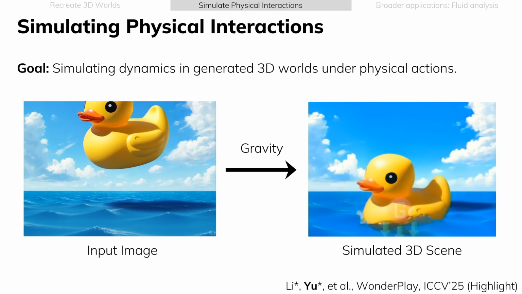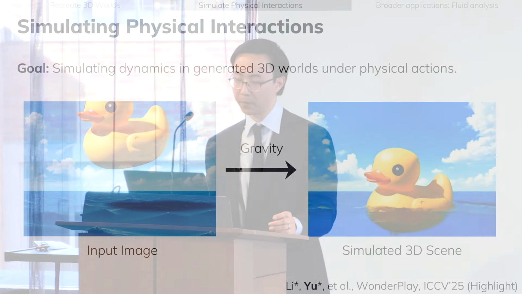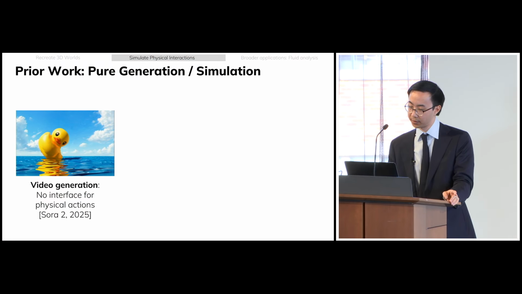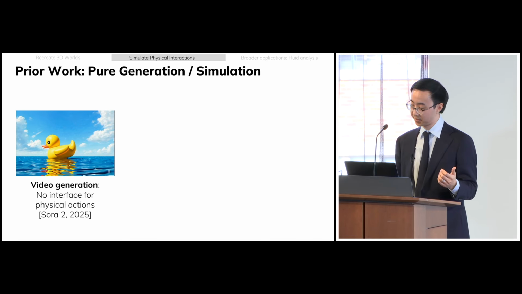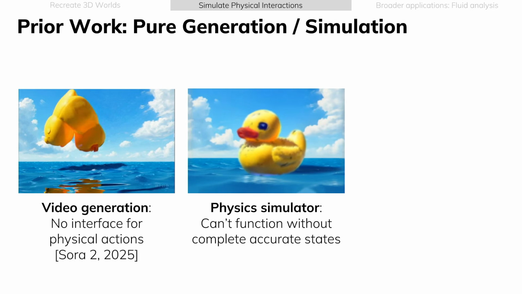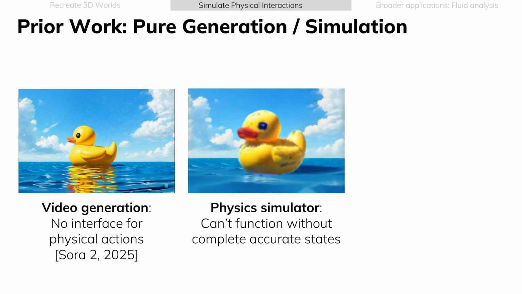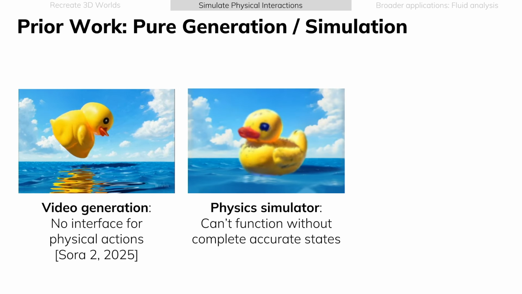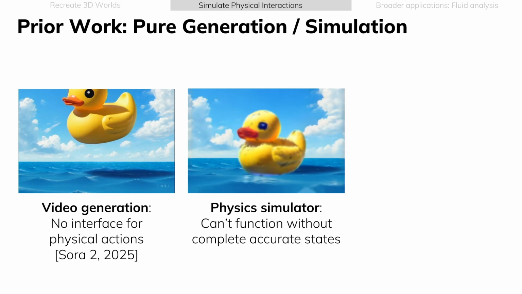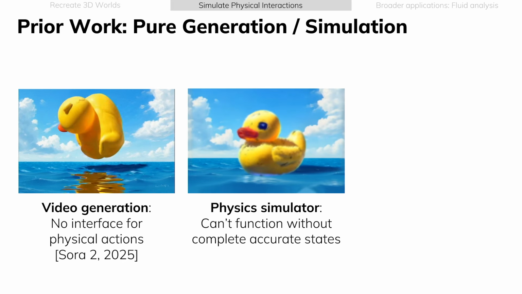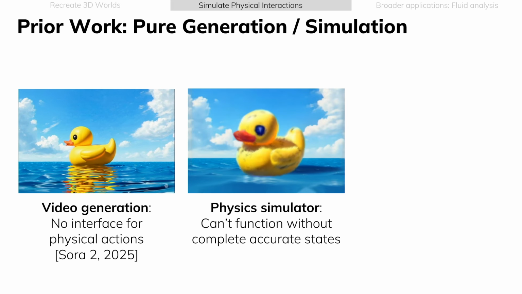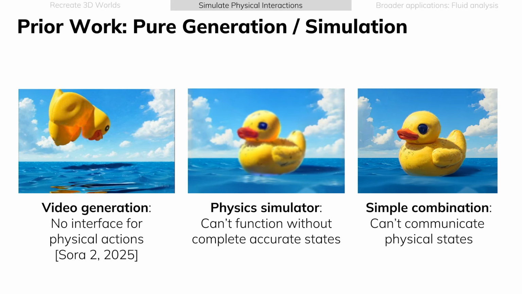Again, we see the same branches of two prior work trying to approach this problem. Now, pure generative models like Sora 2 produce visually interesting videos, but they have no interface for physical actions. So you cannot tell Sora to apply gravity to this specific scene and predict what happens. And pure physical modeling approaches reconstruct 3D geometry, estimate material properties, and then run the physics simulator to predict what happens. Well, but this approach requires the complete and accurate physical state to function correctly, which is generally not available from a single image. And just like before, a naive combination doesn't work either.